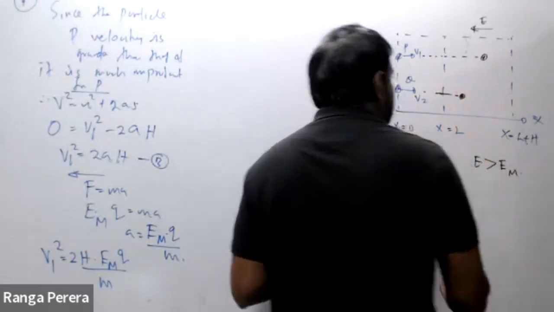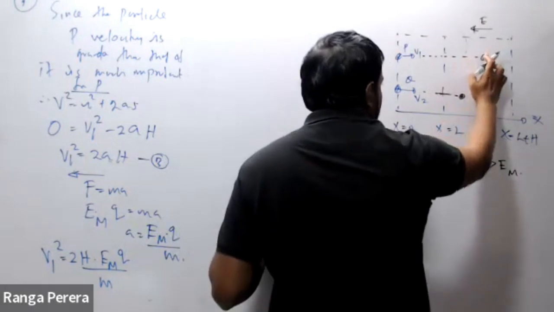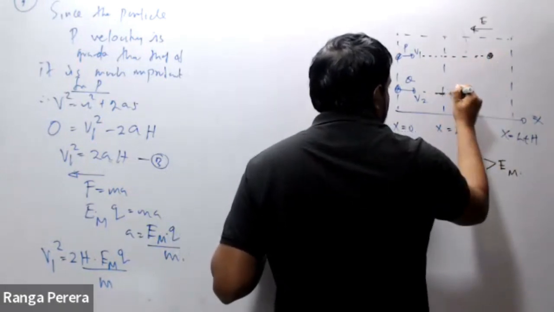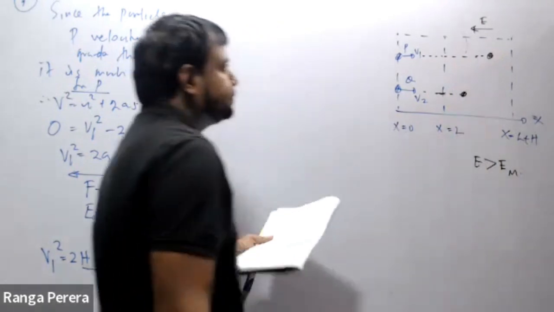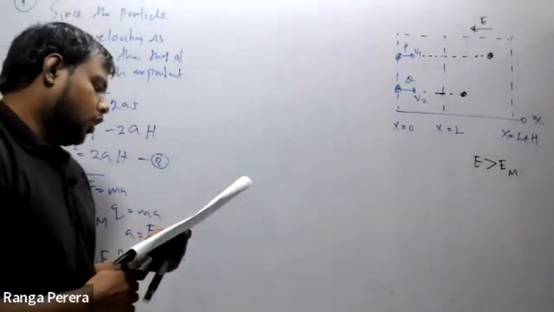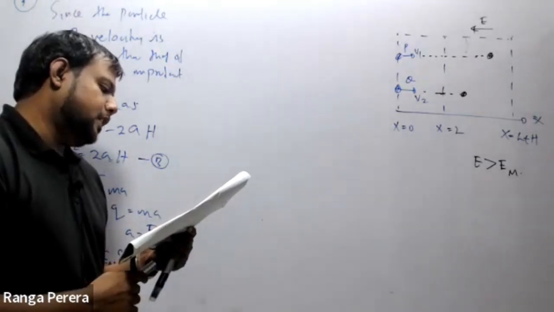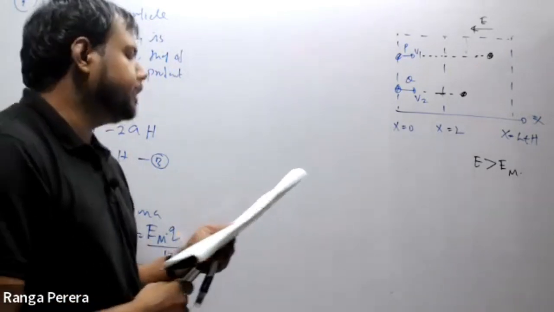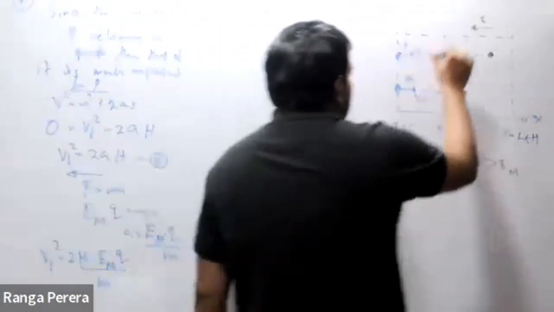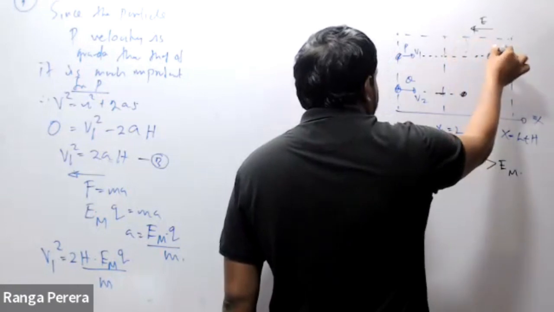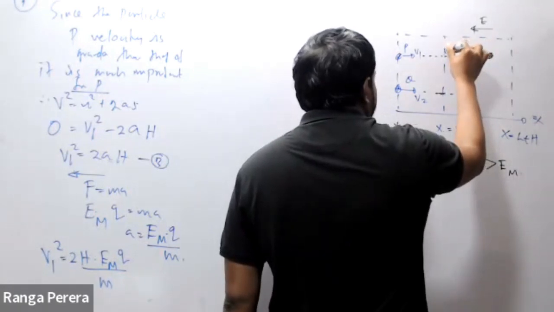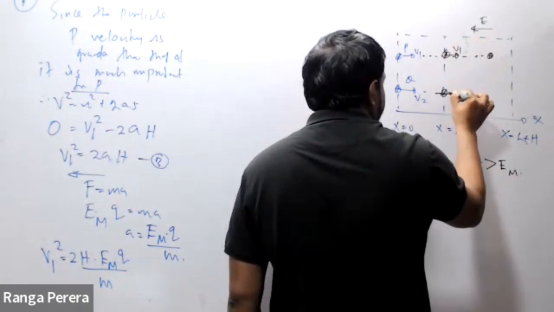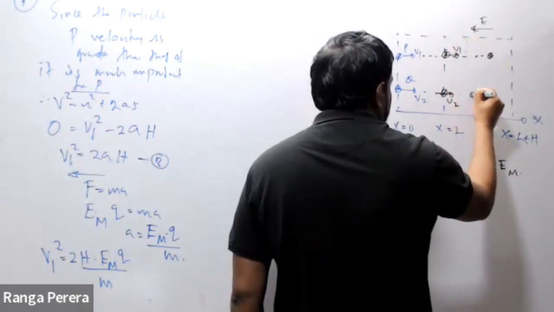We don't know where, but anyway, we know that it is less than that. Obtain expression for the times Tp and Tq spent by the particle P and Q respectively in the electric field. Now P entered the electric field with the velocity of V1, and Q entered the electric field with the velocity of V2.